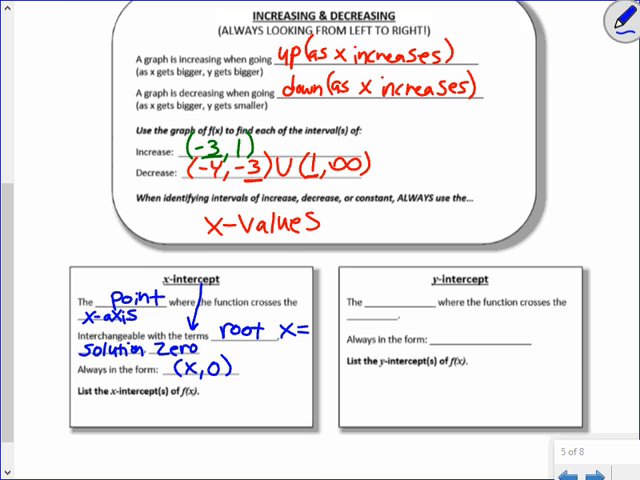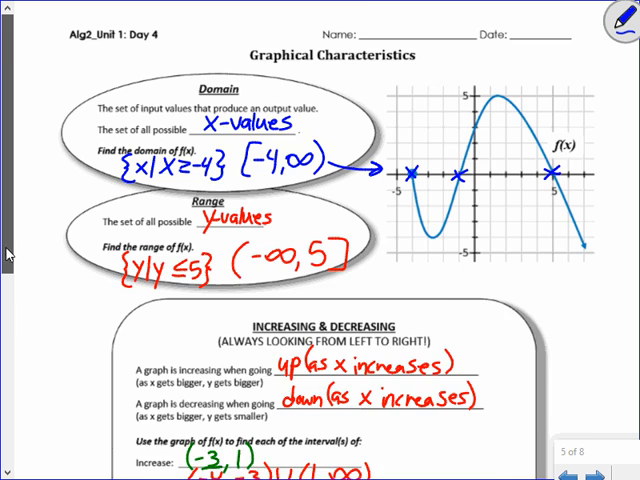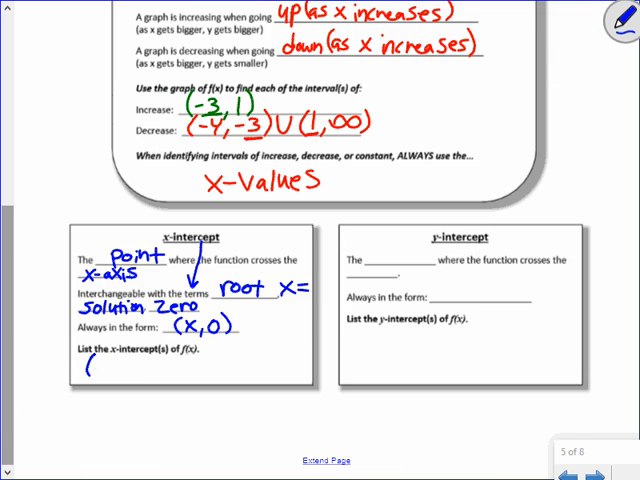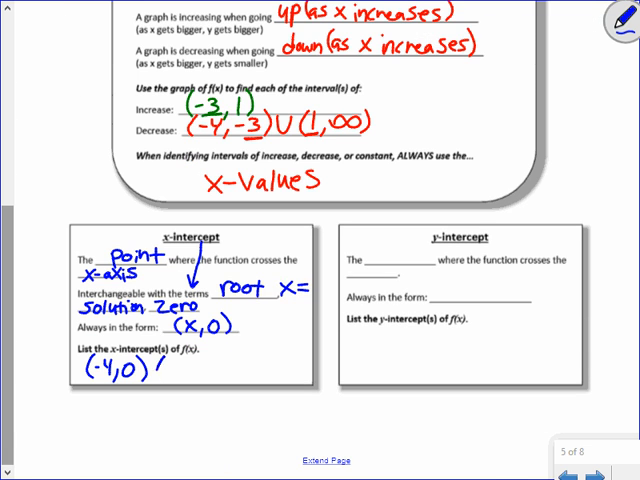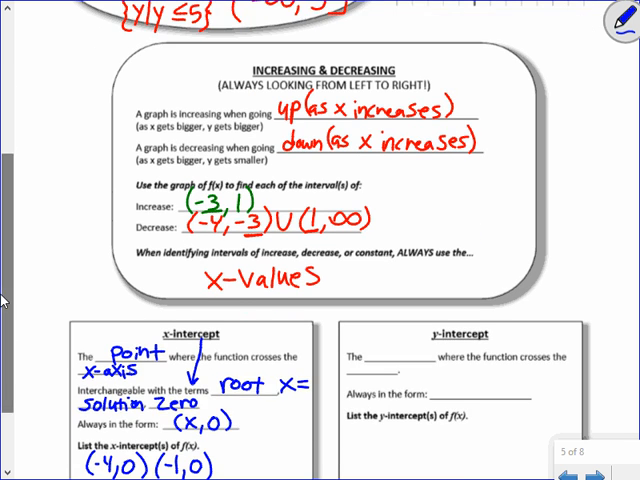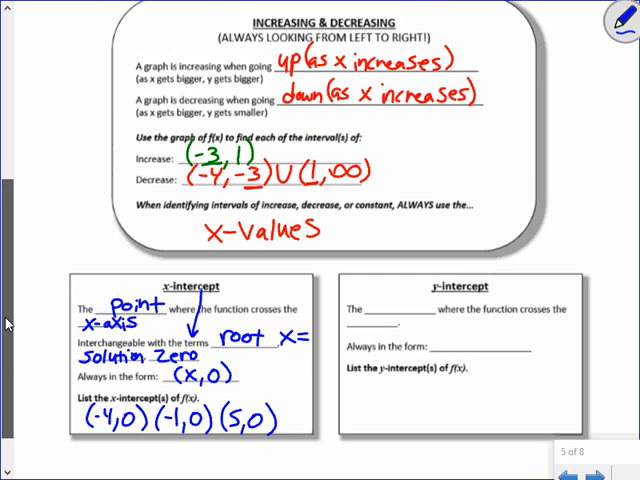Okay, so we're going to list the x-intercepts of the graph up here. So again, you want to look here, here, and here. We have three spots where it hits the x-axis. So we have -4, 0. We have -1, 0. And 5, 0. So again, this should be familiar. Not too crazy. That's going to be your x-intercept.